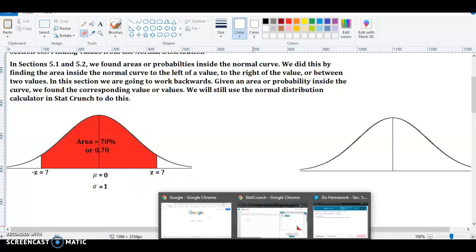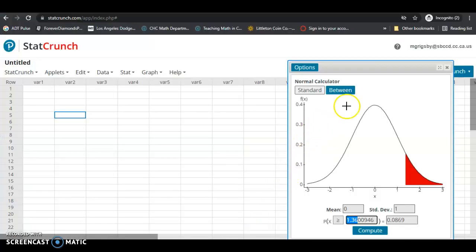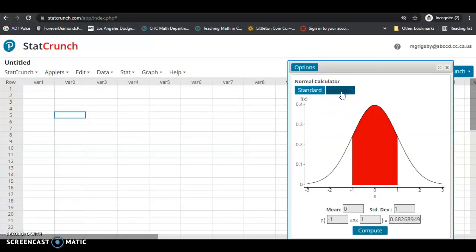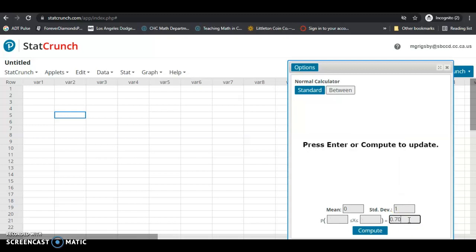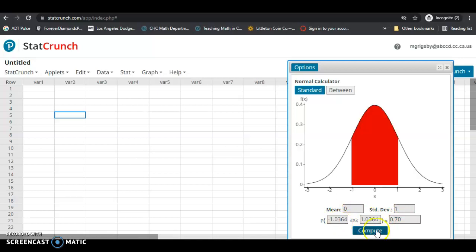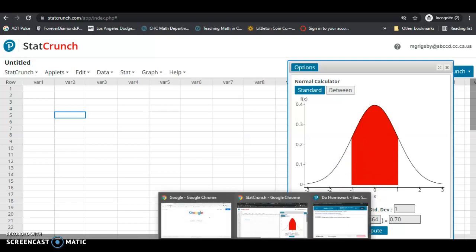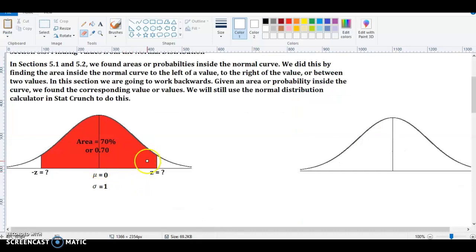What we're going to do on our calculator is select the between option. The mean and standard deviation stay the same. We're going to input the probability, which is 0.70, and the two z-scores will appear in the boxes here. As you can see, one is negative, the other one is positive. The diagram here looks like the diagram we drew in our picture.